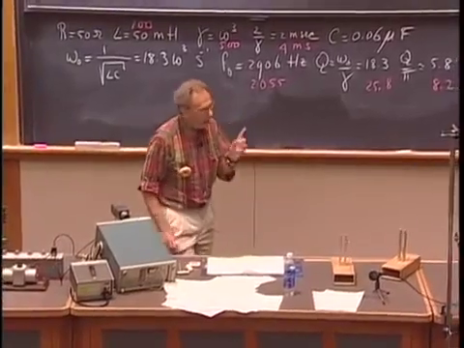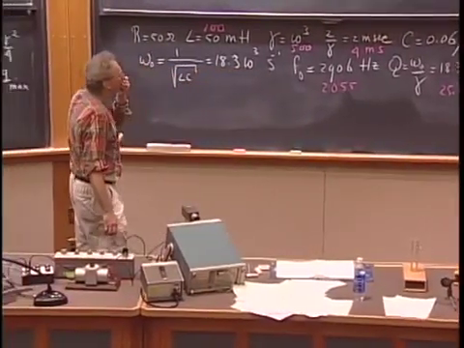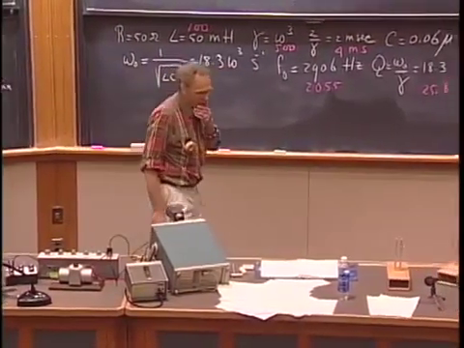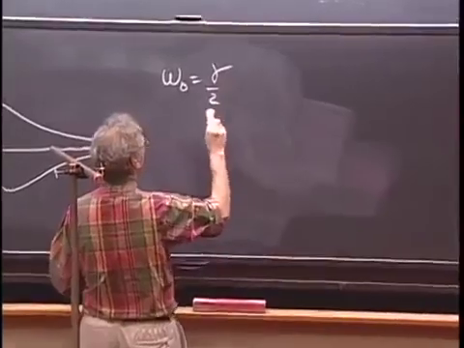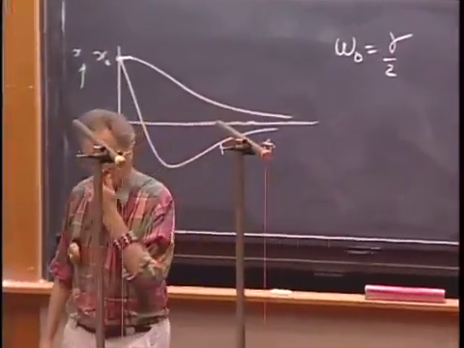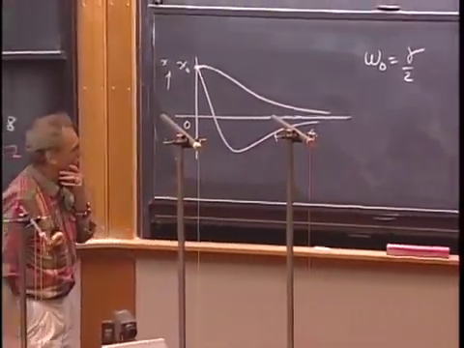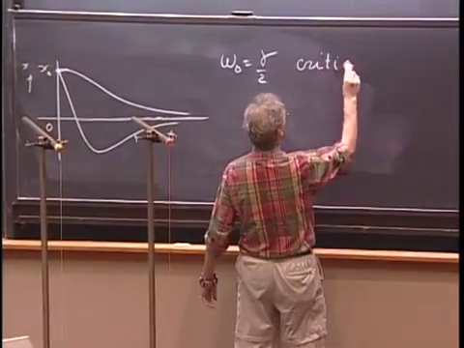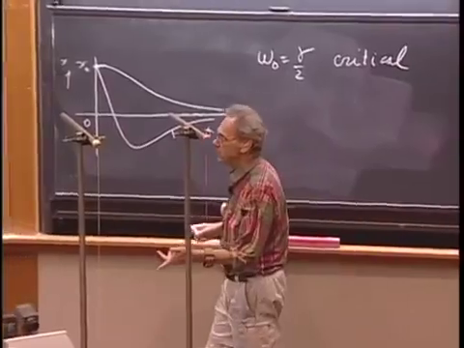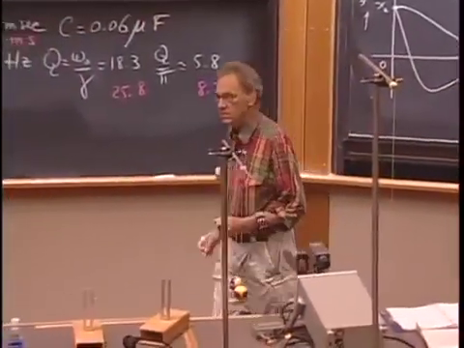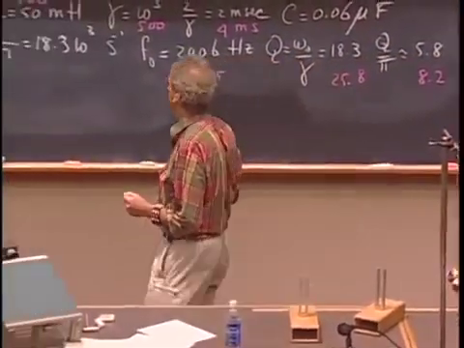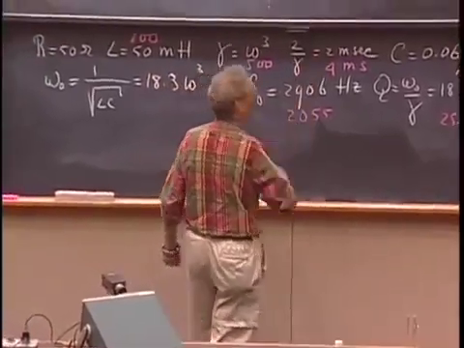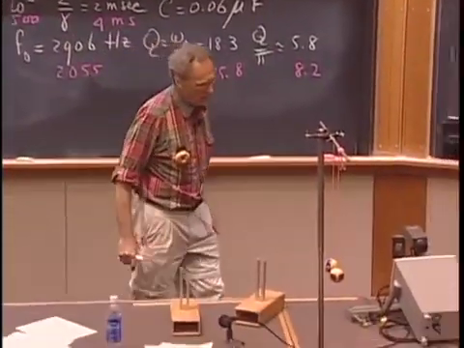There is one more case, which is a very special case, and that is when omega 0 is exactly gamma over 2. And that's called critical damping. So we have three domains: underdamping, we did that in detail, then you have overdamping, which gives this solution, and then you have critical damping.